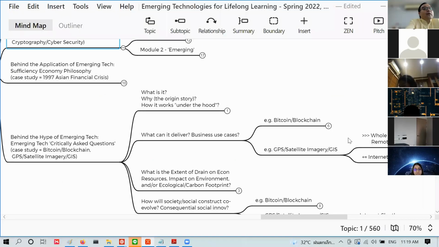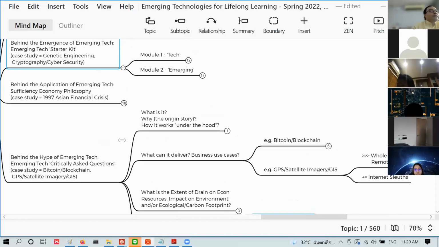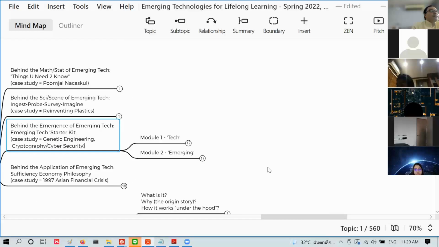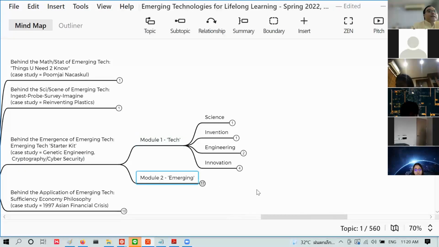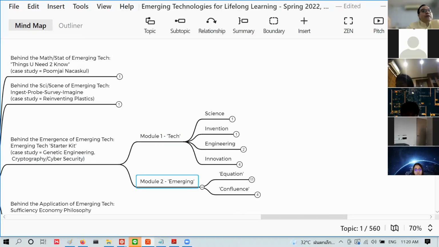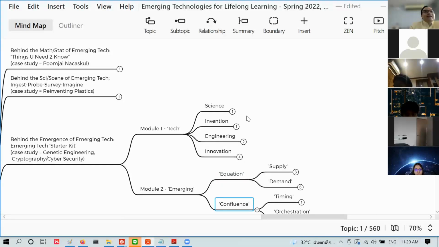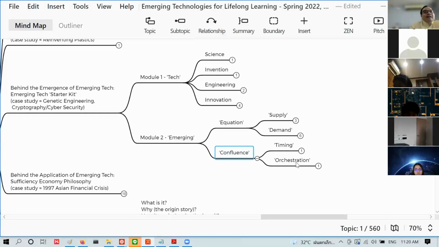Welcome to the second half of class 10 of Emerging Technology for Lifelong Learning. In the first half, we talked about cryptography and cybersecurity, and see how it can be used to demonstrate that for technology to emerge, you have to have a confluence of events. Basically, we talk about this equation of demand, supply, and so forth, right?